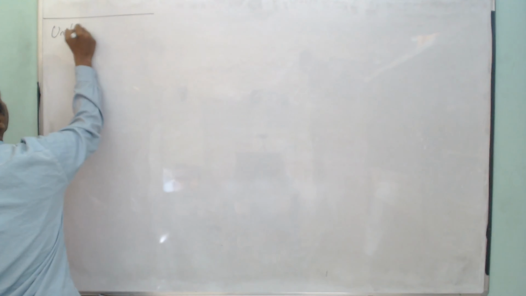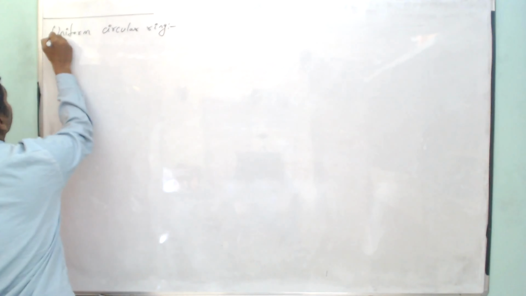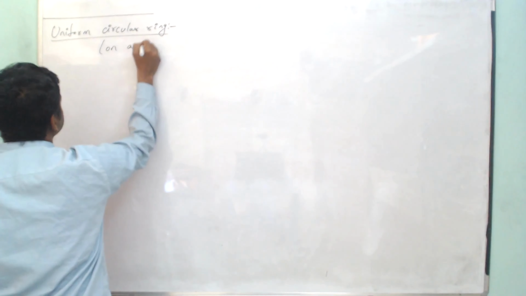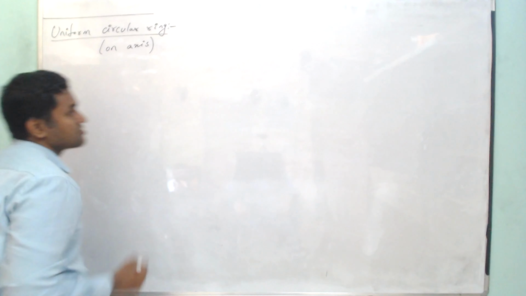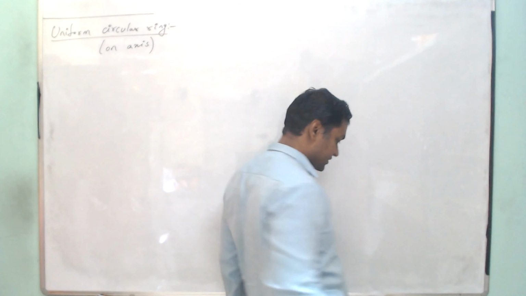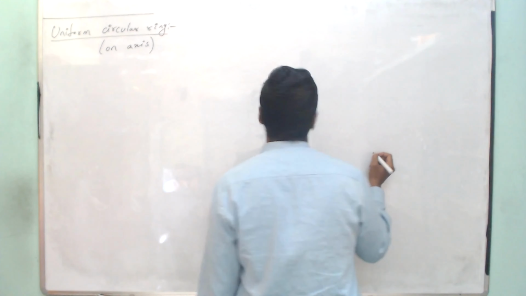I'll just write, so this is a uniform circular ring, and we are finding the field at a point on its axis. Simple derivation. Just take a look. So suppose this is my ring.